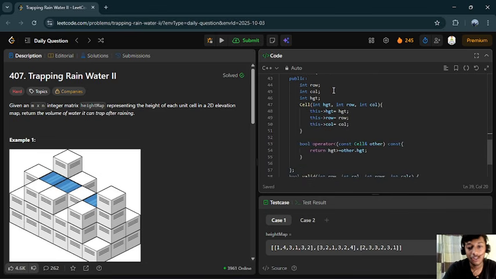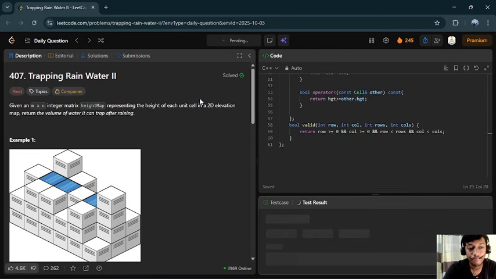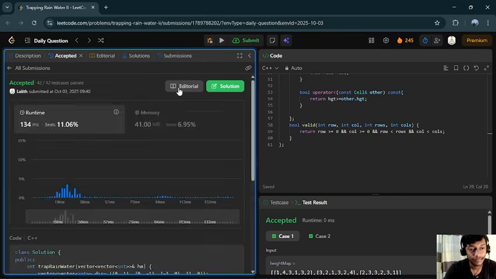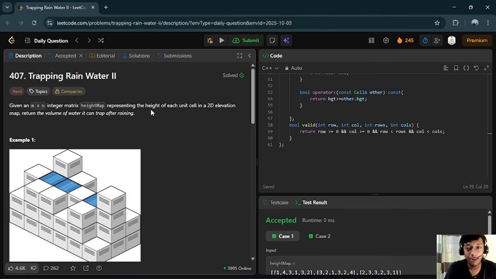Okay, so this is how we are going to solve this problem. Let's see if this works. Yeah, this worked. Okay, let us submit. Great.